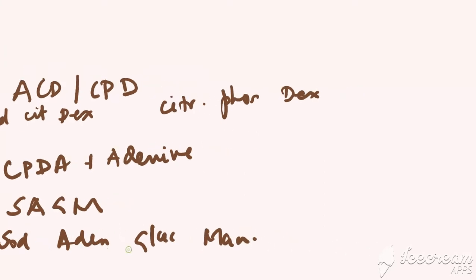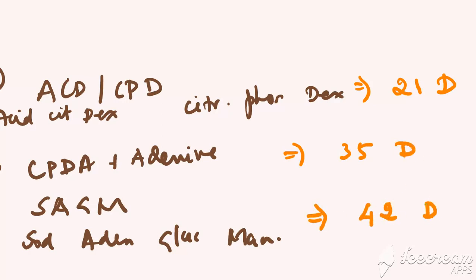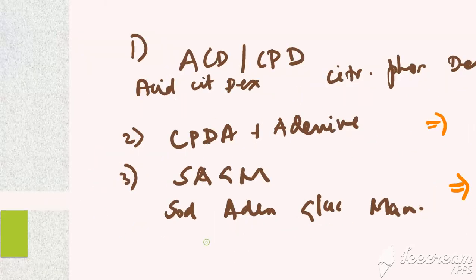So depending upon what anticoagulant you have in the blood bag, you store it for different durations. When you use ACD or CPD, you can store it for 21 days. When you're going to use CPDA, you can store it for 35 days. When you're going to use SAGM, you can store it for 42 days. So this is about the volume and the storage temperature of your whole blood and packed red cells.